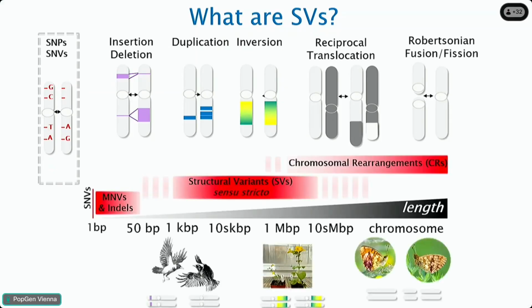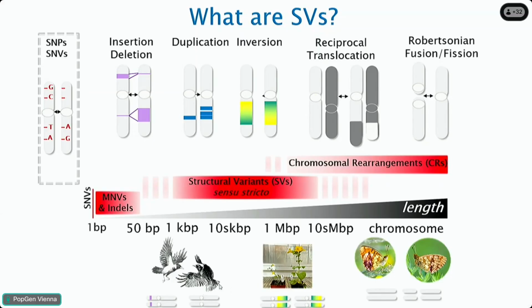There is also a notion of size, and people often take a cutoff at 50 base pairs, but that's purely arbitrary and comes from what was doable with bioinformatics a few years ago. So I invite you to think about a larger range of sizes. The biggest ones that affect whole chromosomes are often called chromosomal rearrangements. And I've put here a few examples.